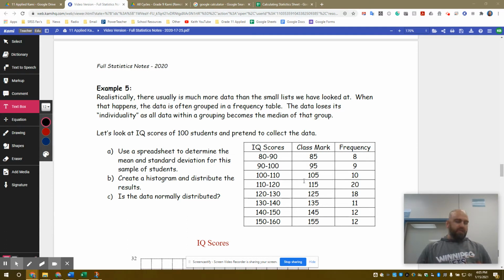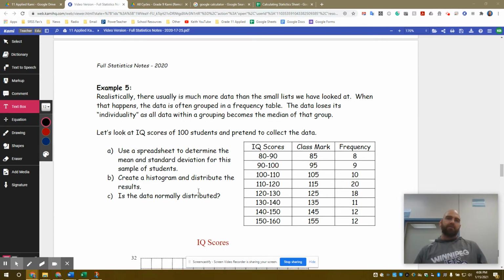Now, remember with a frequency table, we're going to put in the mean mark or the mean value of it. So in this case, we have groups of 80 to 90. The average would be 85. 90 to 100 is 95. So we're going to put this mark in, and we're going to put it this many times. The data loses its individuality, as all the data is grouped, but it does give a simpler way of putting data into a spreadsheet.